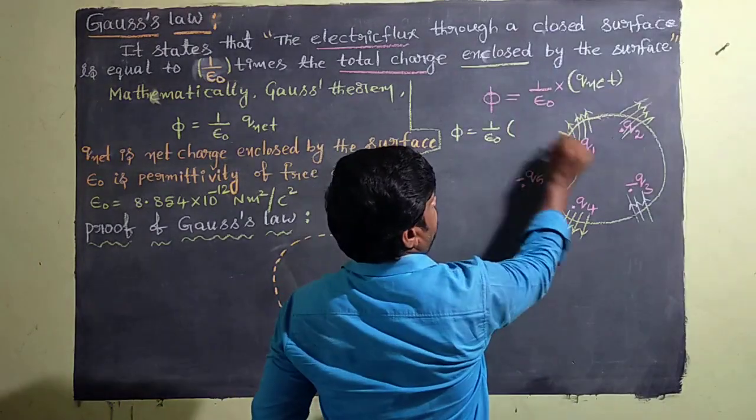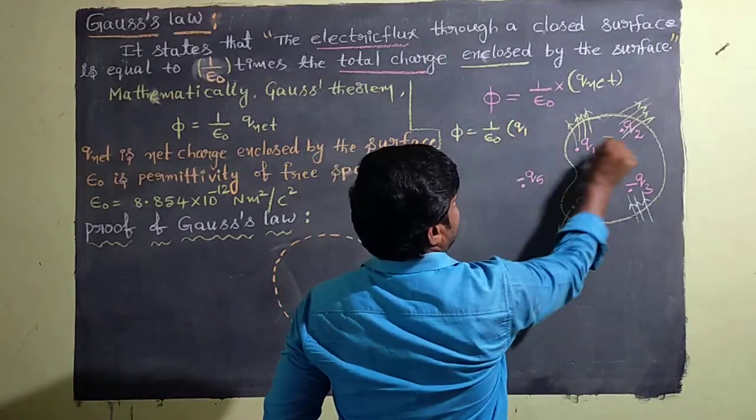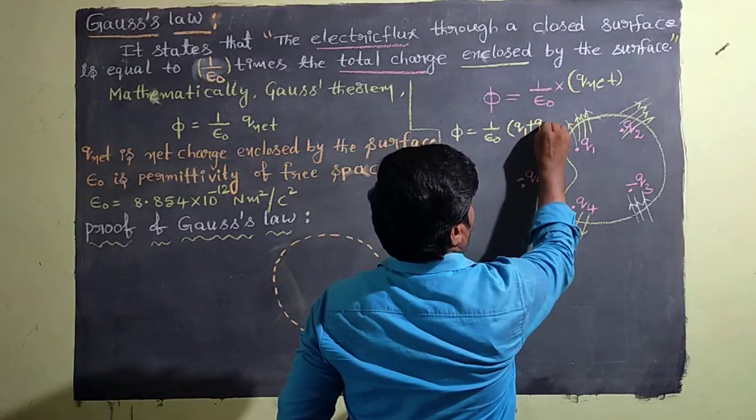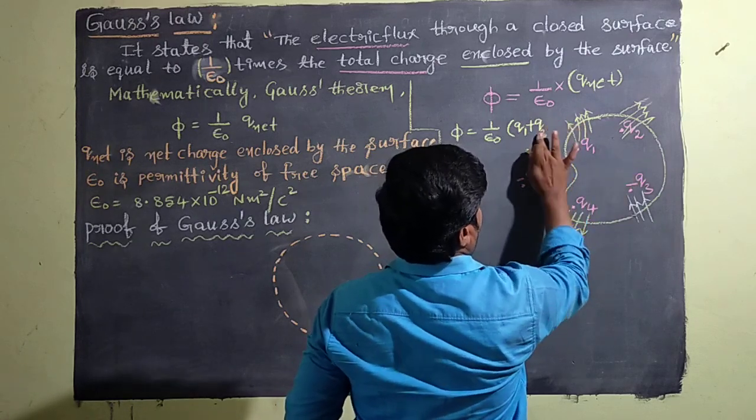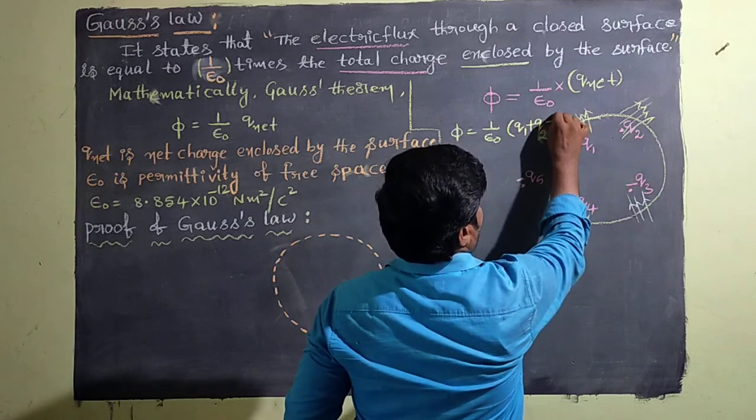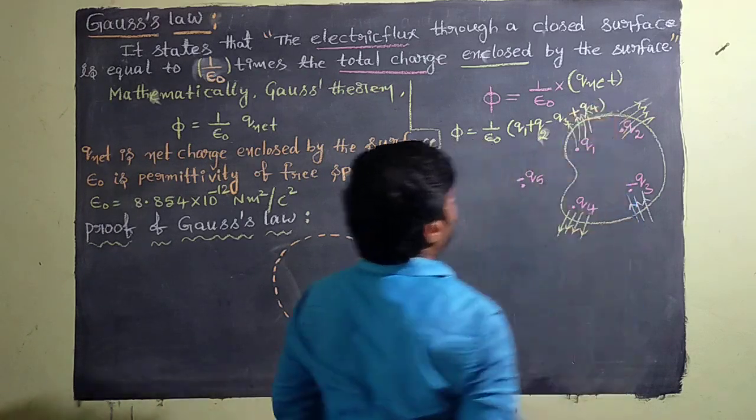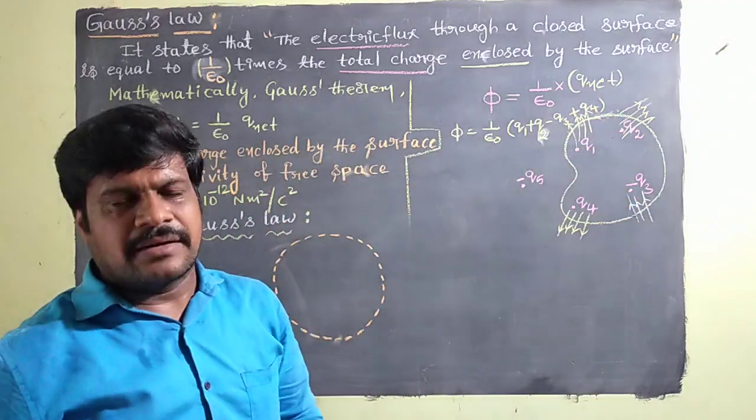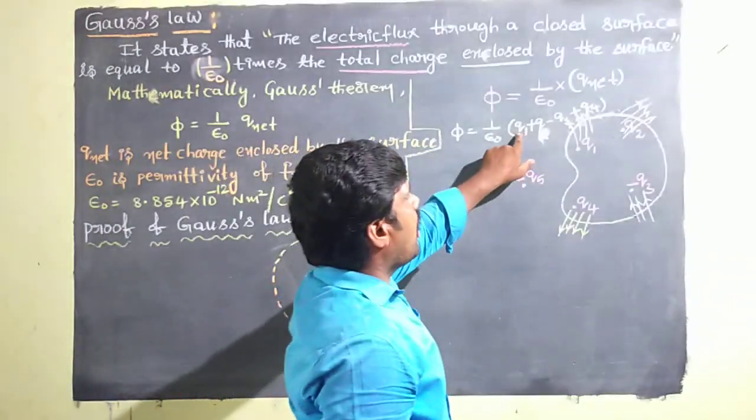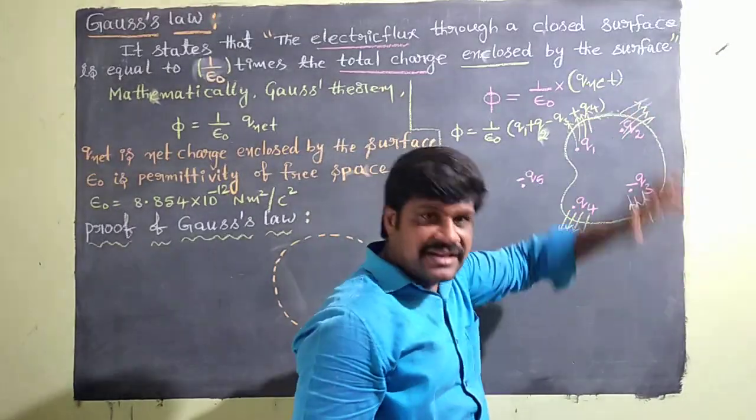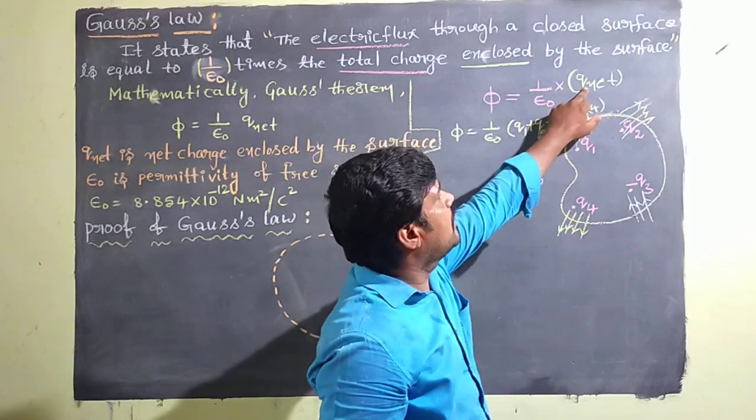First one is positive, so q1. Second one is positive, plus q2. Third one is negative, so minus q3, and fourth one is positive, so that is q4. Like that we have to measure, right? Instead of writing all these charges with their signs, we are going to put here q net.